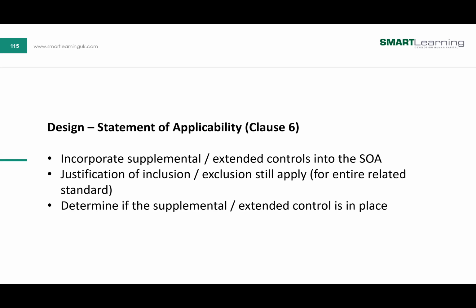Okay, that's why it says it's for the entire related standard. When you pick a control, tell us why you're picking it. When you omit a control, tell us why you're omitting it. Is it that it goes against the law? Is it that you don't do the activity? Make sure it is justified throughout. Okay. And then, of course, get your SOA approved by management. If it changes, it must be approved.